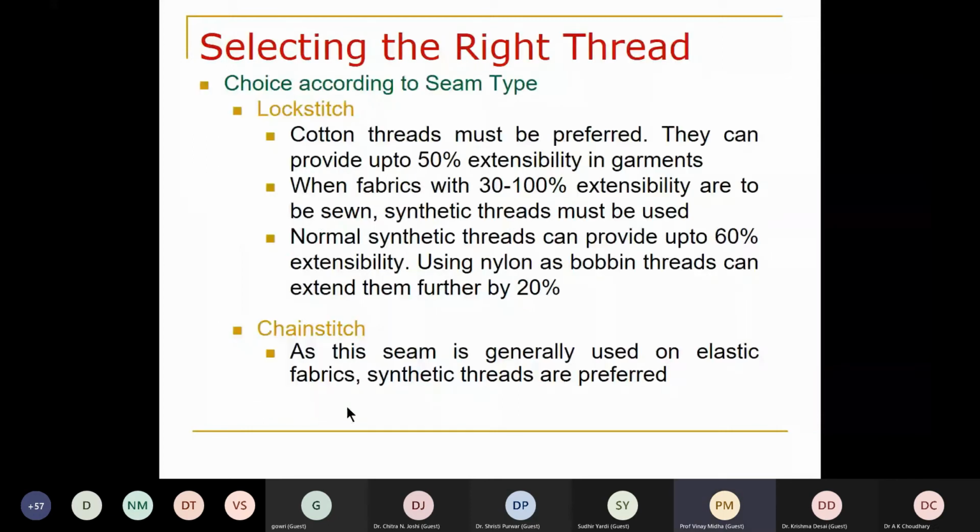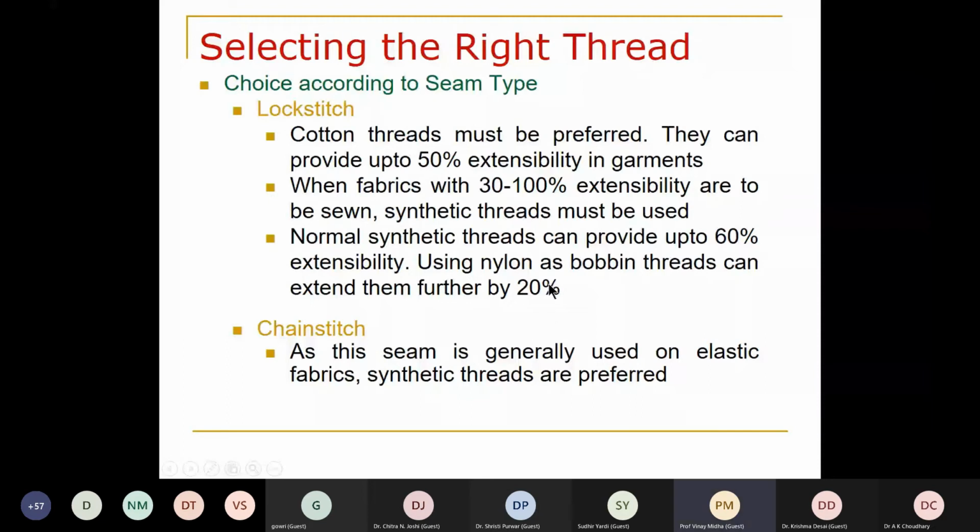Then the selection of the sewing thread also depends upon the type of seam we are using. Lock stitches are normally preferred. In case of lock stitch, cotton thread must be preferred because it gives you tighter seams, and can provide up to 50% extensibility in the garments. If high extension is required, then we can go for synthetic threads, which can provide 30 to 100% extensibility. For cotton, the maximum extensibility is only up to 50%. Normal synthetic threads can provide up to 60% extensibility. Using nylon thread as the bobbin thread can extend them further by 20%.